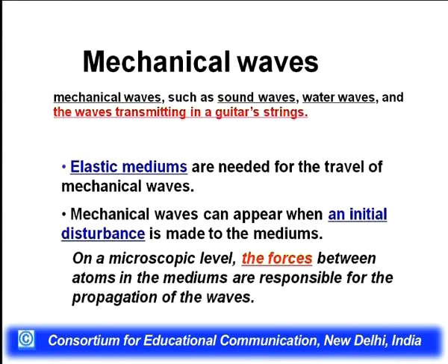The mechanical waves can appear when an initial disturbance is made to the medium. On the microscopic level, the forces between the atoms in a medium are responsible for the propagation of the waves. Means if we talk about the wave, then we discuss the propagation of the waves. In the microscopic level, the forces between the atoms in the medium are responsible for the propagation of the wave, means movement of the waves.